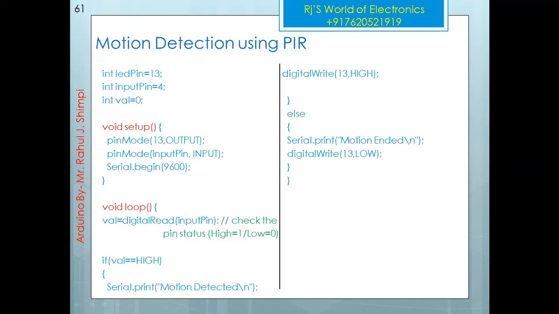If motion is absent, the PIR sensor sends the low value at pin number 4. So the val contains low value and low is not equal to high. So it will move to the else and it will execute Serial.print motion ended. And next is the digitalWrite 13, comma LOW. So it will turn off the LED.